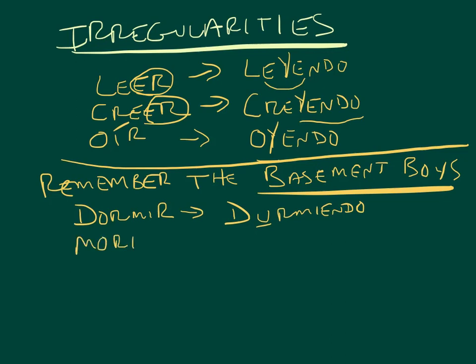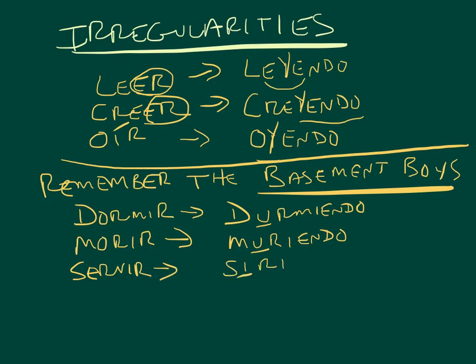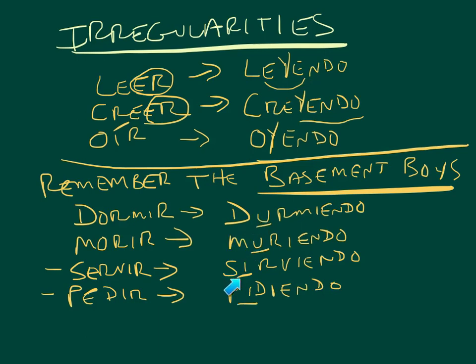Remember morir. Hopefully you'll never have to say I am dying. But muriendo. Okay. Servir. Change that to sirviendo. Pedir. I call these the restaurant verbs. Because, to ask, to serve, to ask for, to order. Pedir changes to pidiendo. So whatever that basement change was, whether that was from an O to a U or an E to an I, okay, you need to go back and review that list, but those will have that change in the progressive.